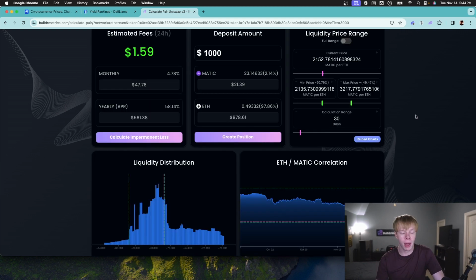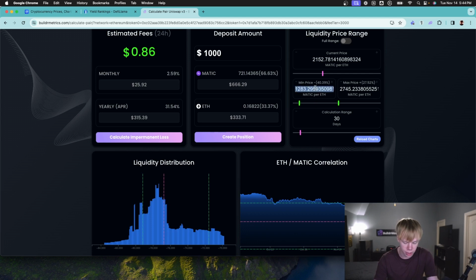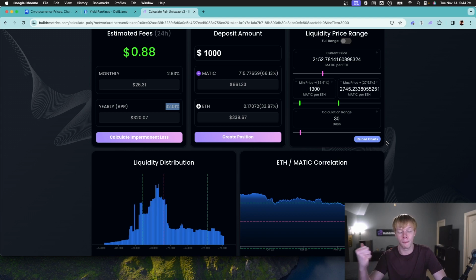Simply hit calculate. Now, if I personally think Matic's going to perform very well over the next bull market, and it's going to perform better than Ethereum, I want to allow room for that when I'm adjusting my range on this concentrated liquidity pool. So I might bring my max price to something like $2,750, but bring my min price to something like, let's just say, $1,300. And as you can see, that's doing roughly a 32% APR. And I'm pretty happy with that because that gives me a lot of exposure to Matic and a lot of exposure for Matic to outperform Ethereum.